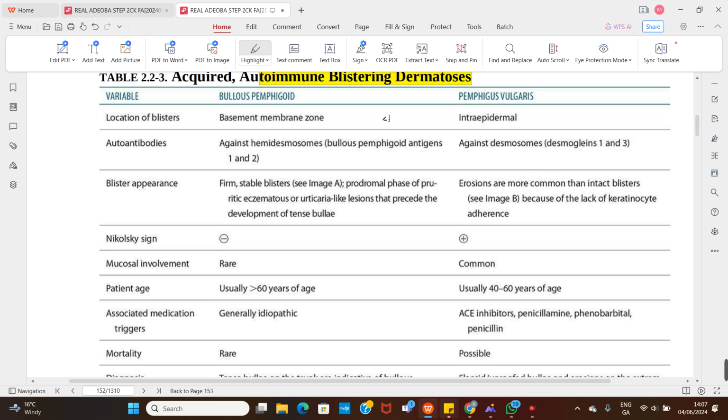Now, one thing I want to mention is that bullous pemphigoid is very common in the elderly, more than 60 years, while pemphigus is usually common in people between 40 to 60 years. That's number one.